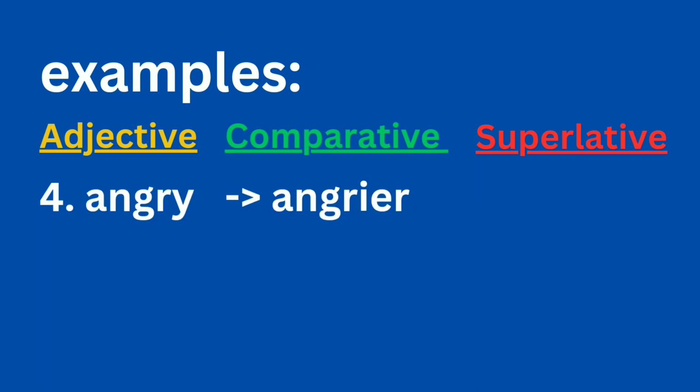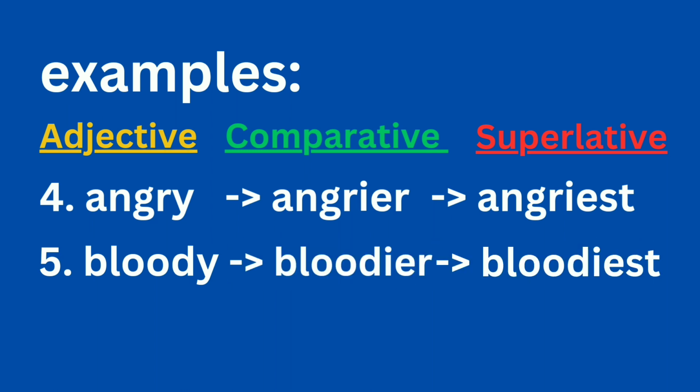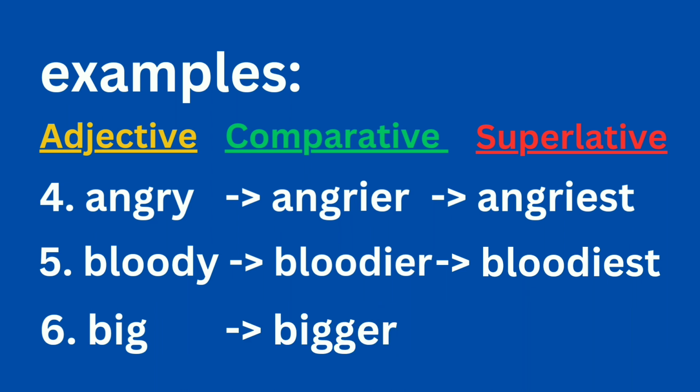Next, angry. The comparative form is angrier. The superlative is angriest. Bloody. The comparative is bloodier. And the superlative is bloodiest. Next is big. The comparative is bigger. And the superlative is biggest.